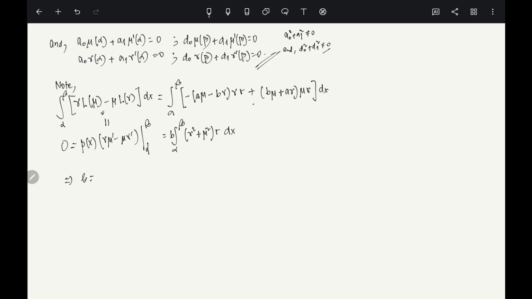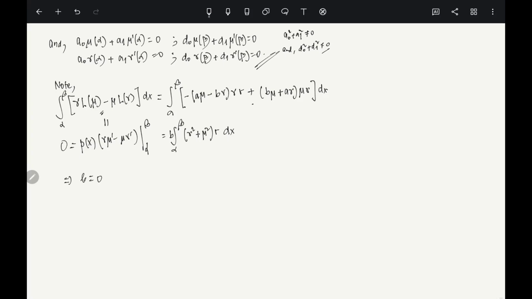That will of course imply that B is 0. Why? Because gamma and mu are the real and imaginary parts of phi, and phi is a non-trivial solution. So gamma and mu are not simultaneously 0. They cannot both be 0 at the same time, so mu square plus gamma square cannot be 0. At least something has to be positive. And R is always given to be positive, so between alpha and beta that particular term is always positive. So B times a positive term is 0, which implies B is 0, right?